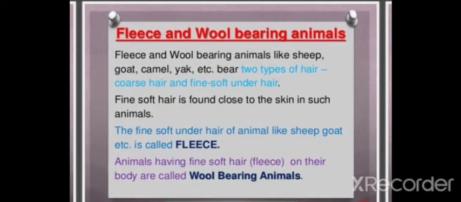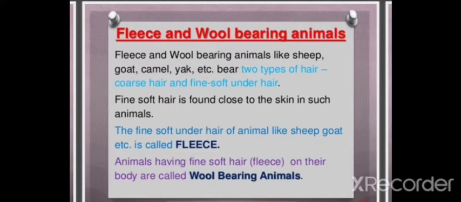Fleece and wool bearing animals. We know some examples of wool bearing animals, isn't it? They are sheep, goat, camel, yak. And these animals bear two types of hair: coarse hair or thick hair and fine soft underhair. Fine soft underhair is found close to the skin in such animals.